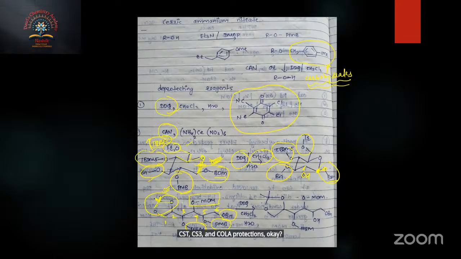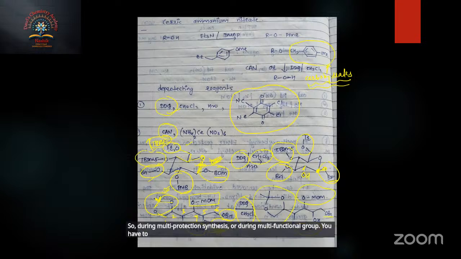Okay. So what will happen again if we have to deprotect PMB selectively? So we have used DDQ here. It will free this PMB only, and other groups are as they are. So during multi-step synthesis or with multiple functional groups, you have to use a one-by-one methodology. So how does this moiety get protected?